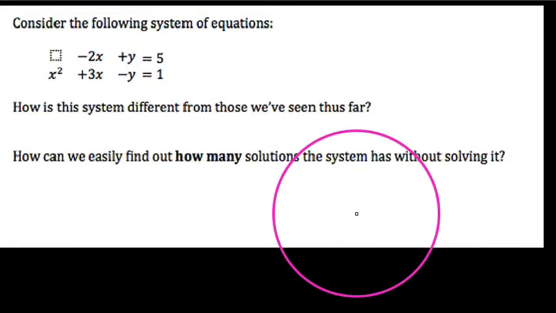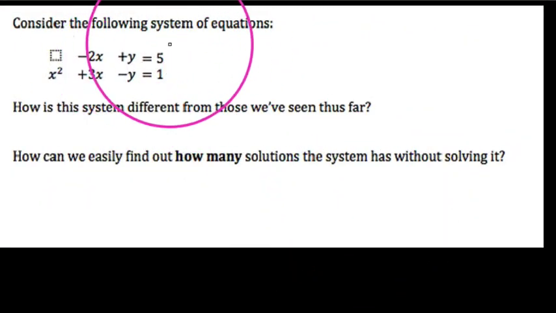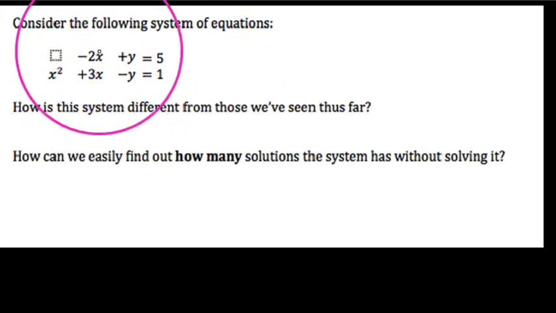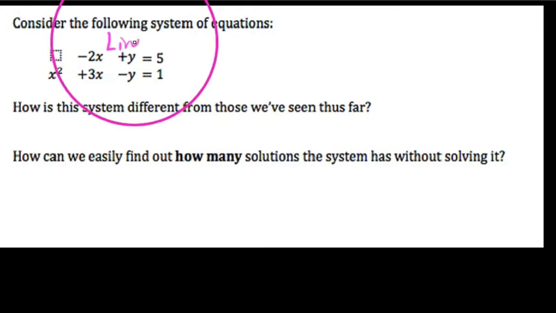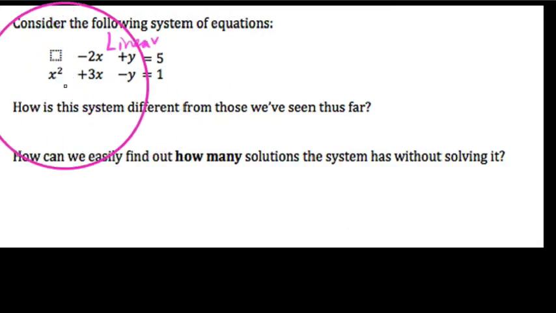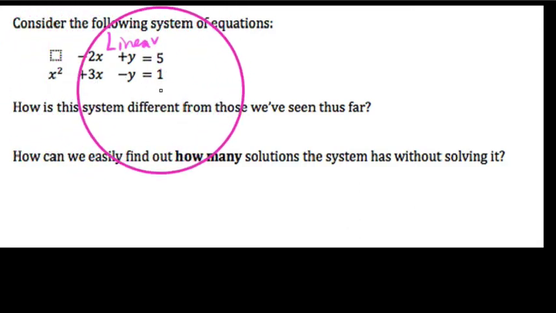Look at our first instance of nonlinear systems, and we'll go ahead and just point this one out up here. It says, consider this system of equations: negative 2x plus y equals 5, which, by the way, this top one is a linear thing here. But we notice down here it says x squared plus 3x minus y equals 1.